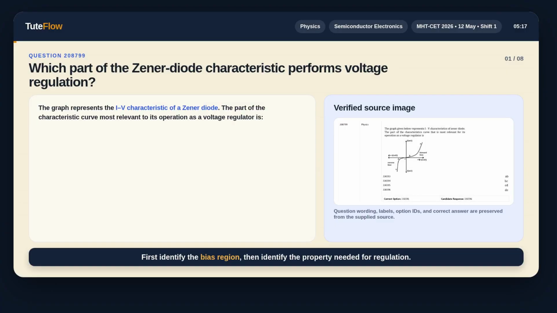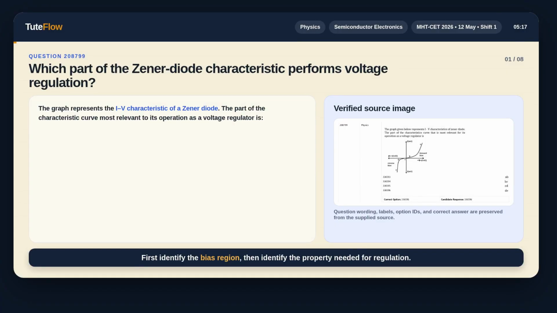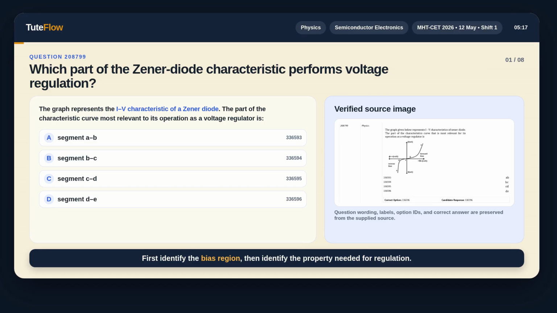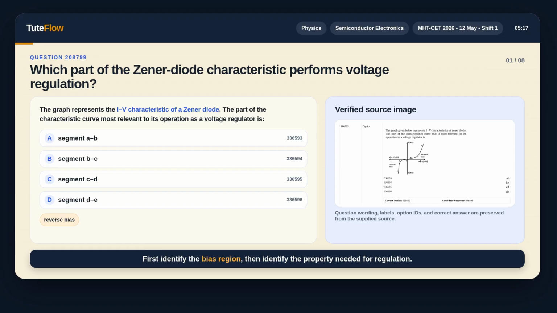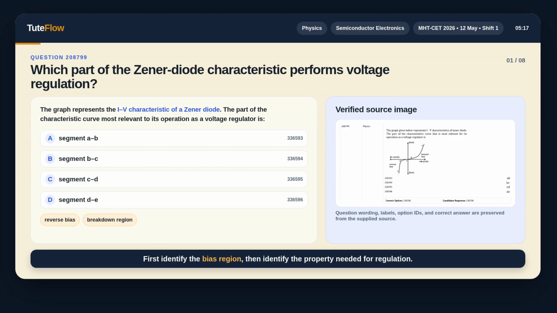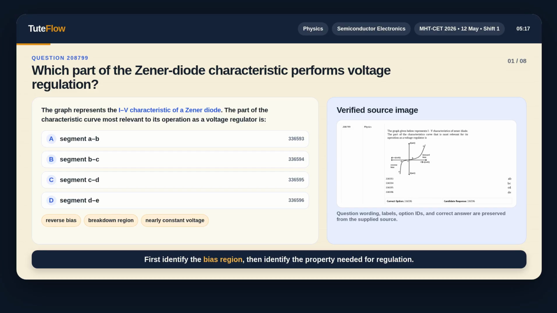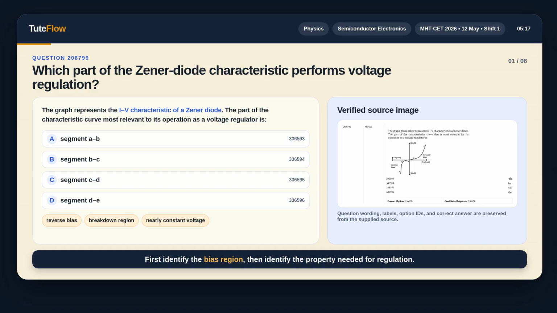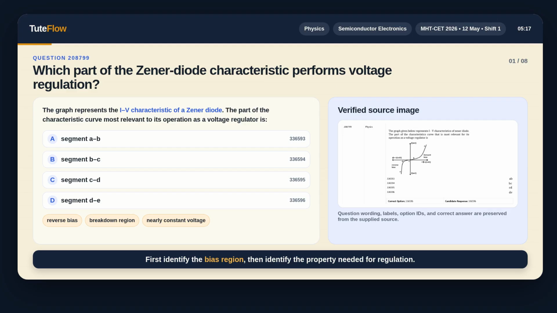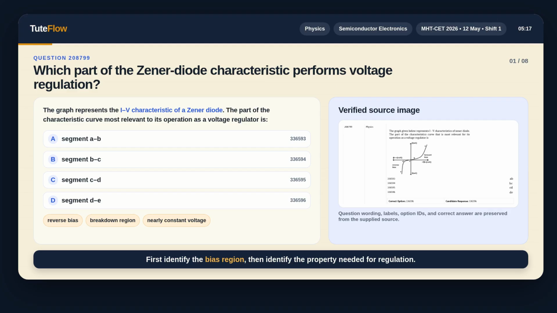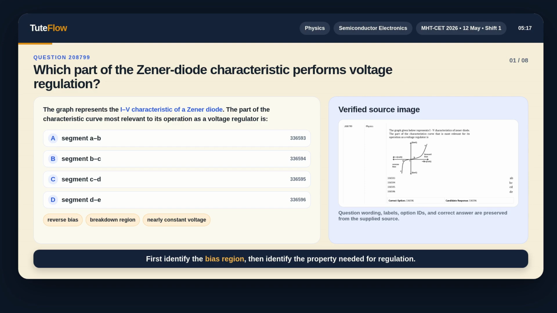Let us read the question exactly as an examiner would. The graph shows the current voltage characteristic of a Zener diode with 4 labeled portions: A-B, B-C, C-D and D-E. We must choose the part most relevant when the diode is used as a voltage regulator. Do not decide from the steepness alone. First identify the bias condition, then ask what property a regulator needs. The correct region must allow current to change while the voltage across the diode remains almost constant.